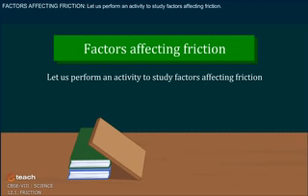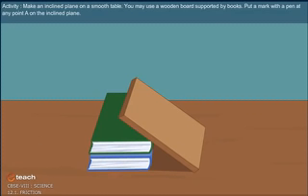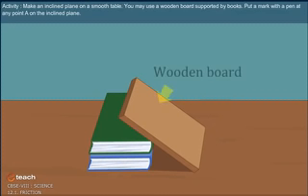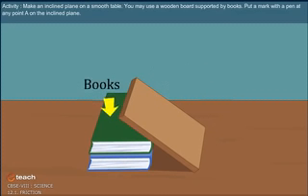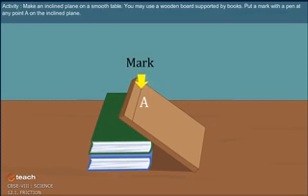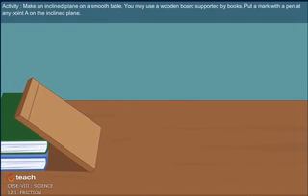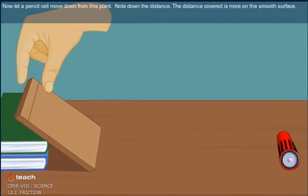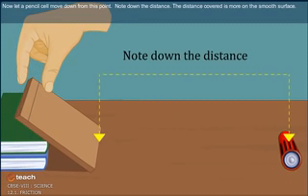Factors affecting friction. Let us perform an activity to study factors affecting friction. Make an inclined plane on a smooth table. You may use a wooden board supported by books. Put a mark with a pen at any point A on the inclined plane. Now let a pencil cell move down from this point. Note down the distance. The distance covered is more on the smooth surface.